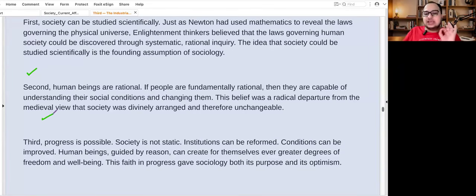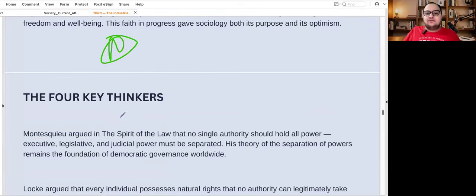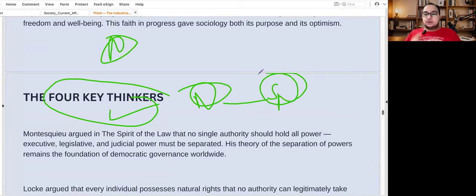This faith in progress gave sociology both its purpose and optimism. Now, there were four important key thinkers. The first one was Montesquieu. He wrote a book called The Spirit of the Laws. Now, he gave a simple theory. He said that no single authority should hold all the power.